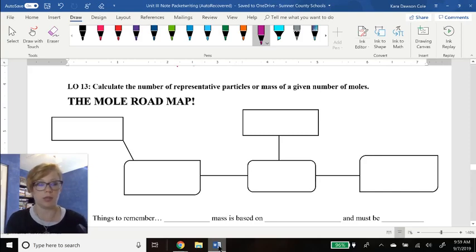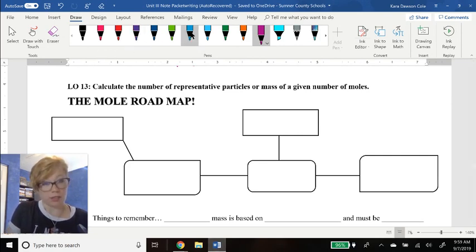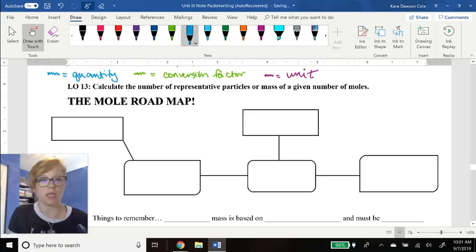All right, so we are on learning objective 13, which is to calculate the number of representative particles or mass of a given number of moles. I'm going to use some different colors here to signify different things. If I use blue, it's the quantity. If I use green, it's the conversion factor. And this magenta color is the unit, okay?